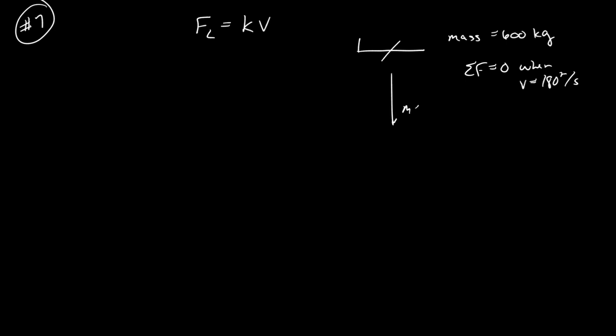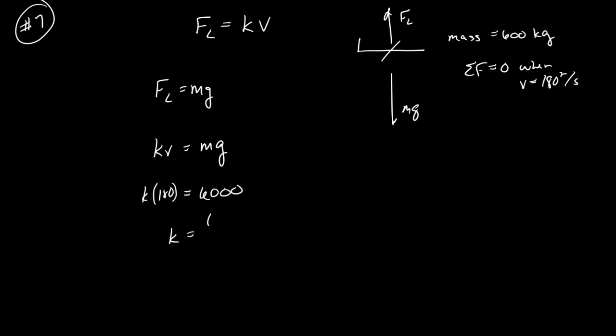Well, mg and the force of lift have to be in balance. I don't care about the thrust and the drag. Those are the horizontal ones. All I care about is the up and down ones. So I know the force of lift has to equal mg when we're at stable flight, which means kv has to equal mg. So that's k times 180 equals 6,000. This has to be my proportionality constant.